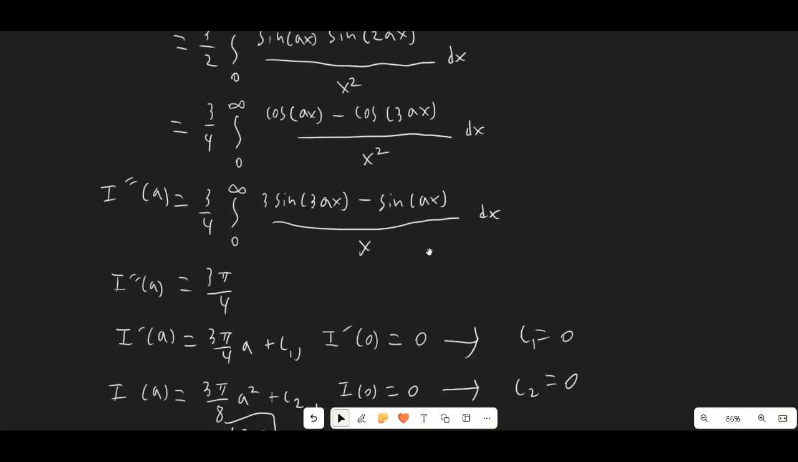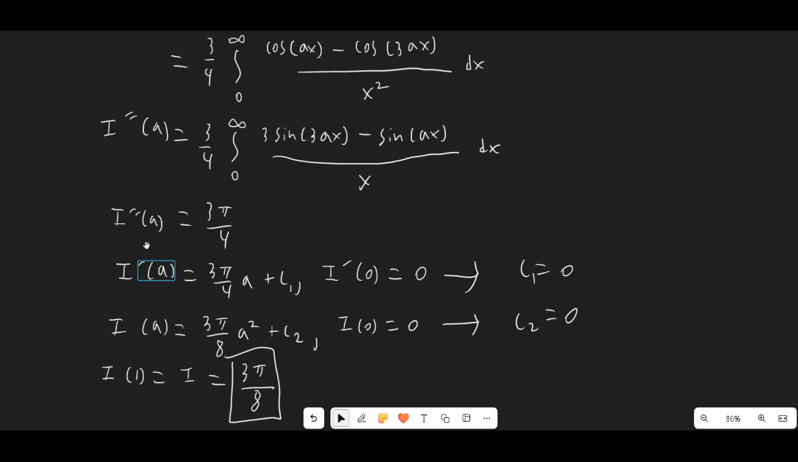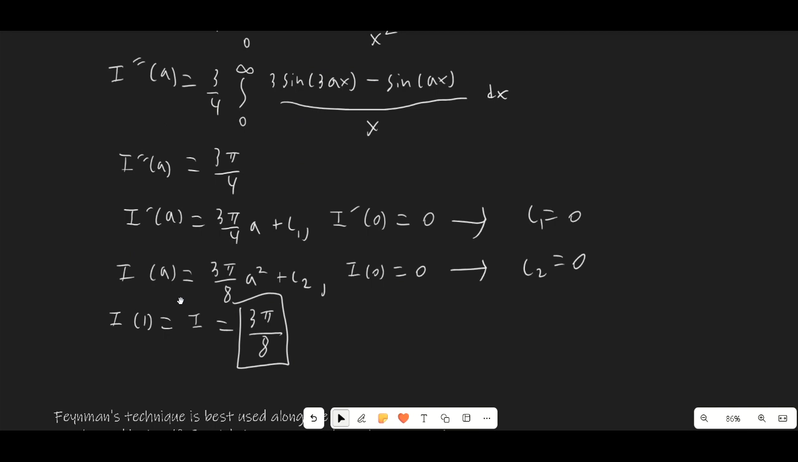So when we go ahead and plug that in, we're going to get that I double prime of a equals 3 pi over 4, which means that I prime of a, just integrating both sides, is going to be 3 pi over 4 times a plus c1. But notice that I prime of 0 equals 0, which means that c1 also equals 0. And then I of a, after integrating again, is 3 pi over 8 times a squared plus c2. And again, I of 0 is 0, so c2 is also 0, which means that I of 1 equals 3 pi over 8.